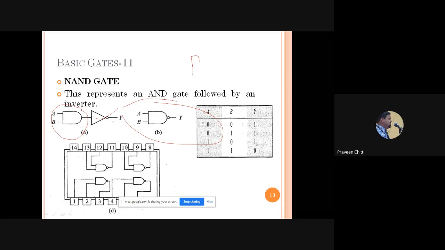Normally, AND gate is written like this: A dot B. Whereas NAND is written as what? A dot B whole bar. Is that clear? A dot B is called AND. A dot B complement is called NAND. How do we write the truth table? You can see. What is 0 and 0?